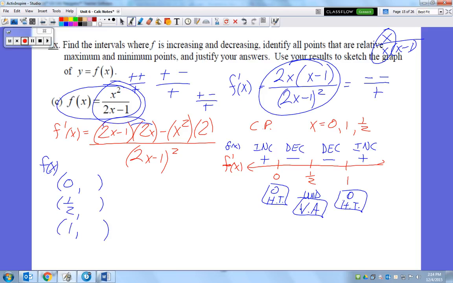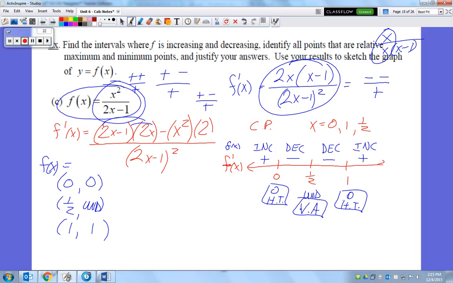What is the y value if I plug in 0 into the original? 0. What did we say it was if I plug in 1/2? Undefined. So I'll just write it like that. And then if it's 1, what would it be? 1. Okay, those are the pieces on the graph that we're going to look at primarily first.